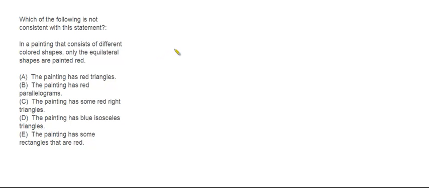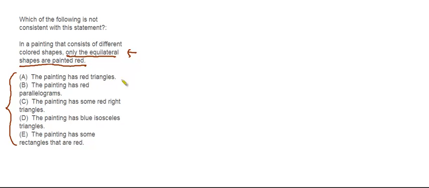We have the question, which of the following is not consistent with the statement? In a painting that consists of different colored shapes, only the equilateral shapes are painted red. So what we want to do is, based on this statement here, determine which of the answer choices cannot happen. And we want to focus on the part that says only the equilateral shapes are painted red.